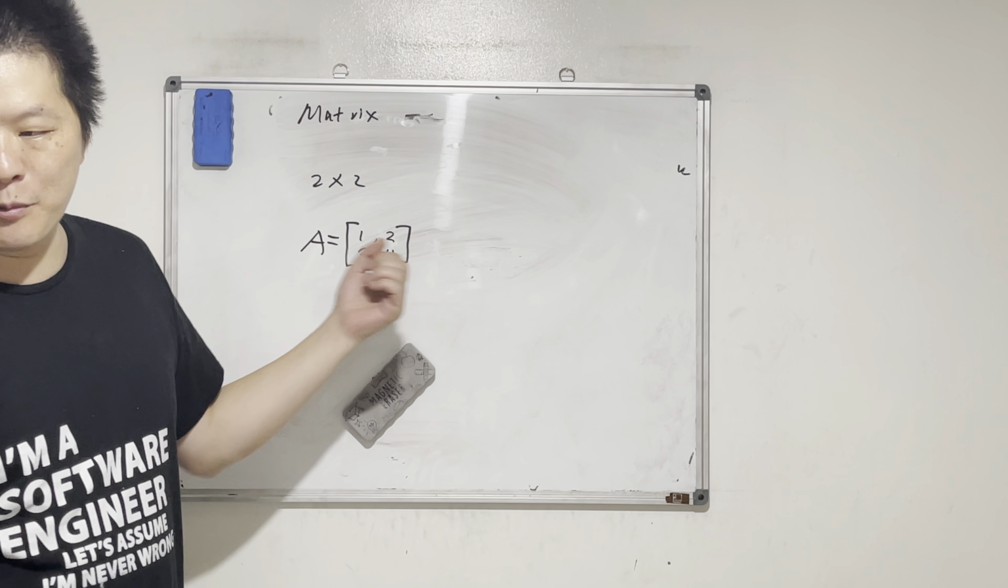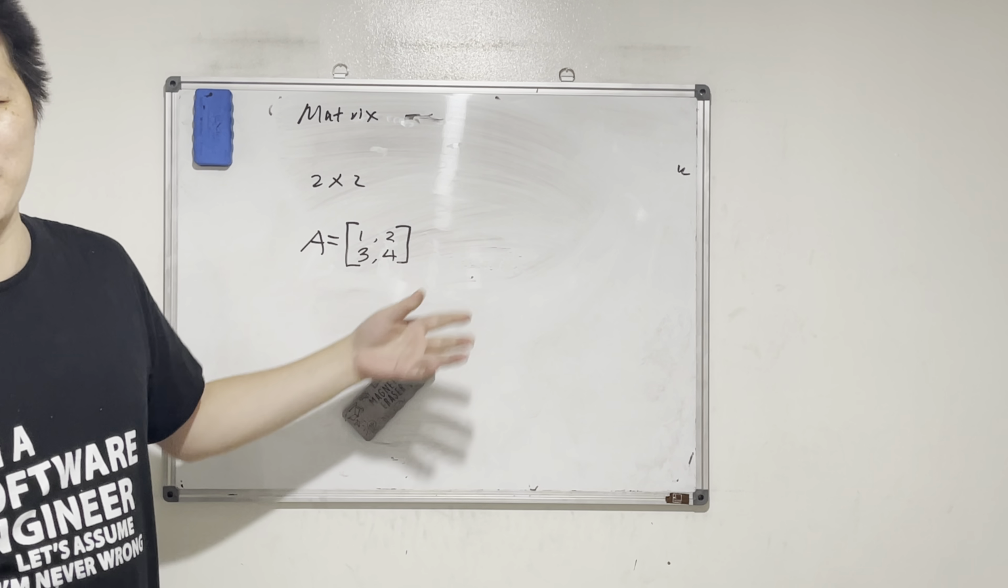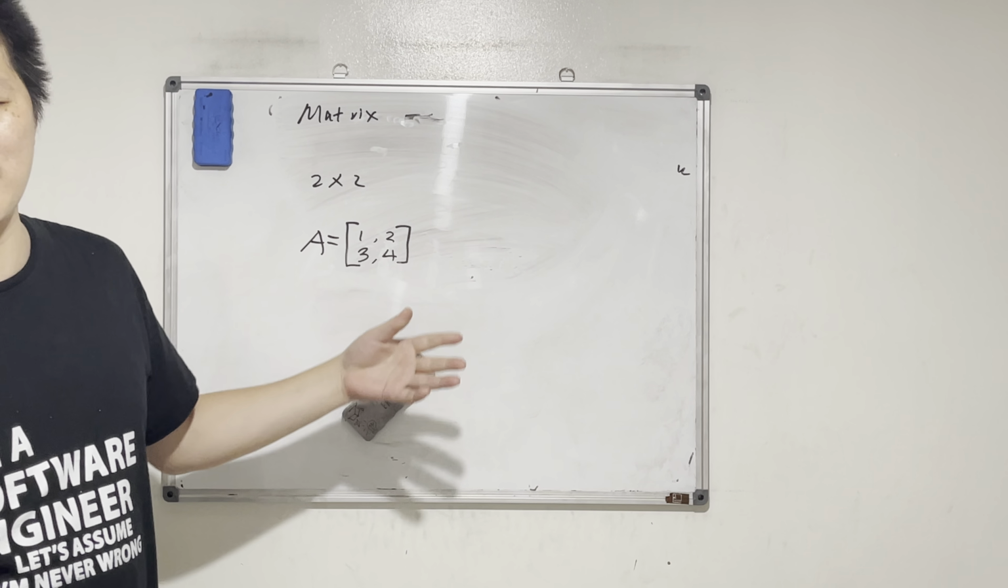If this is A equals that, how can we represent it in Python, in the computer? What kind of data structure can we use to store these kinds of 2D matrices? What's the one-dimensional structure in Python? List. And list is one dimensional. So how can we store a two-dimensional matrix using lists? Can you write the Python code? A equals what?